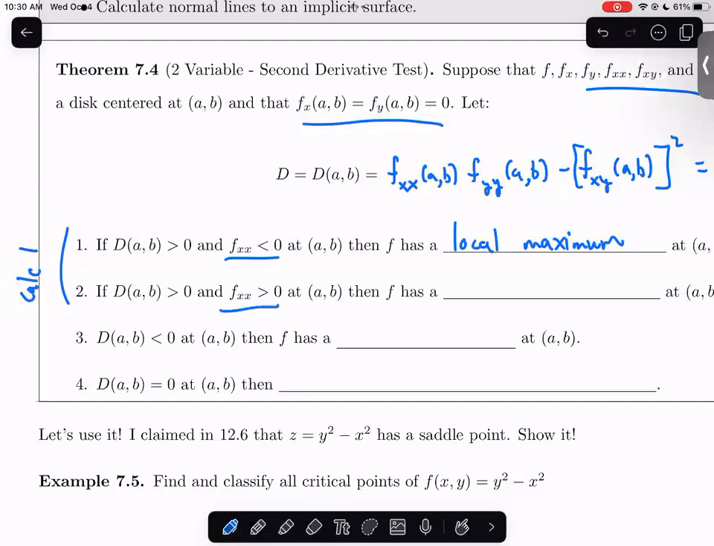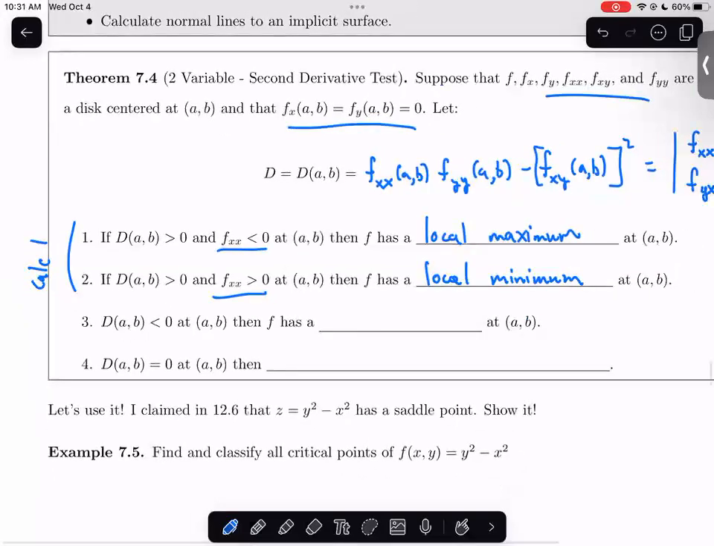If your second derivative is greater than 0, then again, you're concave up. That means you're going to have a local minimum. So it's a bit strange though, right? Because you see a bigger value there, you would think maybe that's a maximum, but no, it's the opposite because it has to do with concavity.